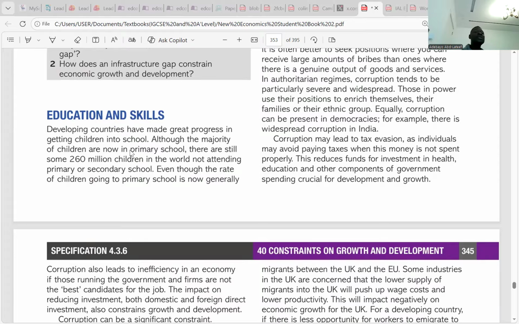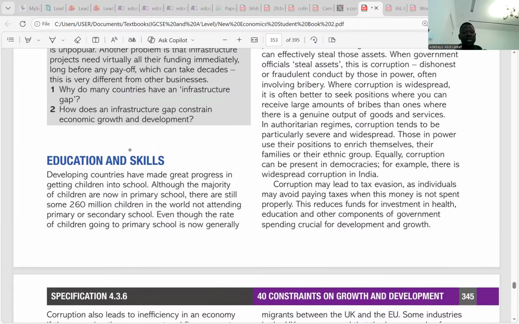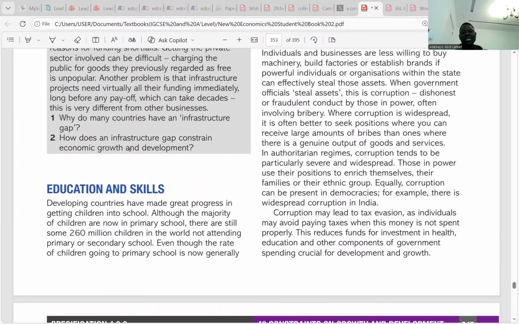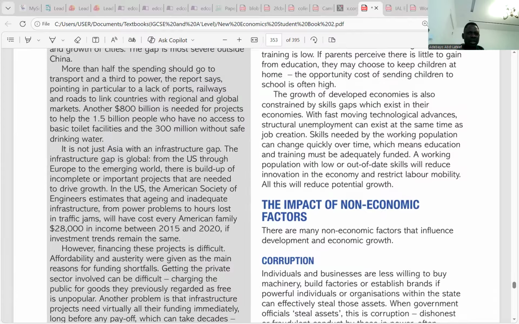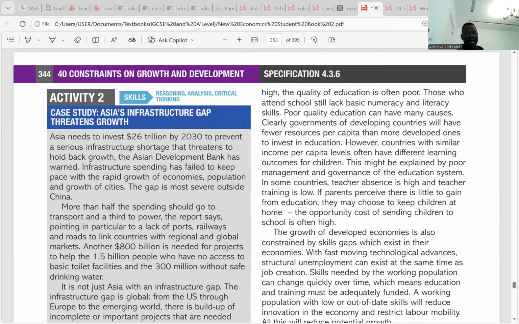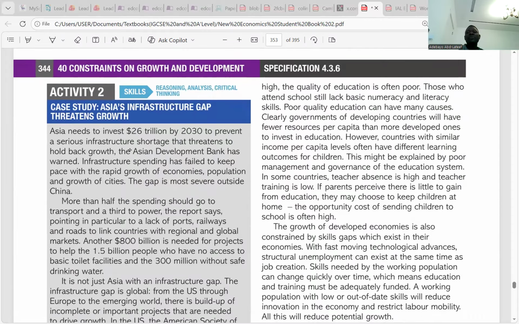Developing countries have made great progress in getting children into school. Although the majority of the children are now in primary school, there are still some 260 million children in the world not attending primary or secondary school. Even though the rate of children going to primary school is now generally high, the quality of education is often poor. Those who attend school still lack basic numeracy and literacy skills. Poor quality education can have many causes.